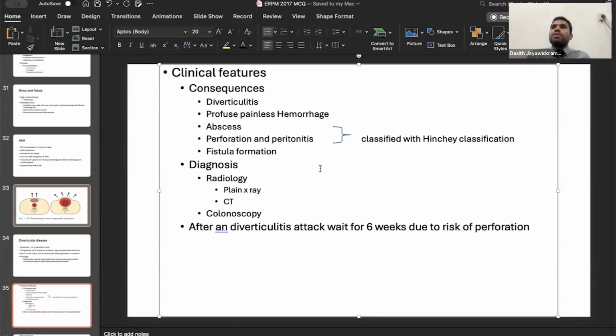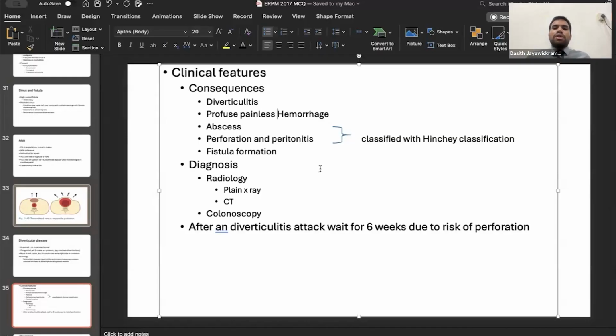And fistula formation. They can form fistulas with the surrounding organs. For example, colovesical fistula, from the colon to the bladder. Colouterine fistula, from the colon to the uterus. Colovaginal fistula, from the colon to the vagina. Like that, different types of fistulas can occur with diverticulitis.